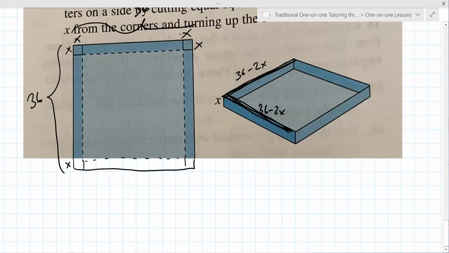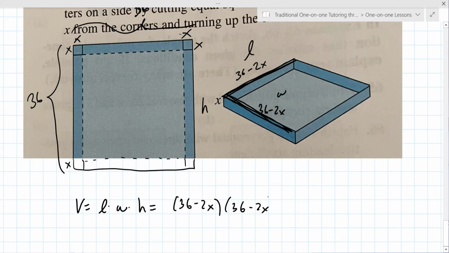Okay, and you will see some variation of this problem. There are fencing problems where you build, you've got a barn and stuff like that, but you've got an open top here. So your volume is length times width times height. And you already have all these. You can say that's my length, that's my width, and that's my height. 36 minus 2x times 36 minus 2x times x.